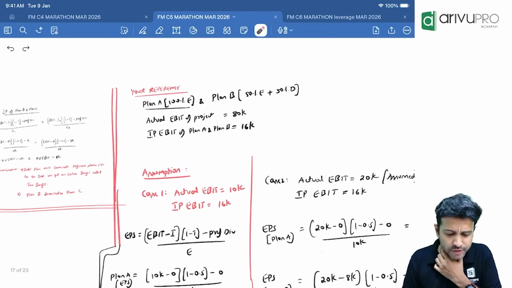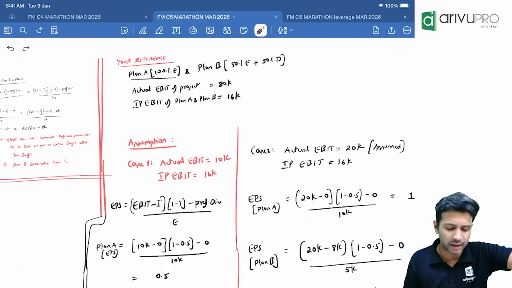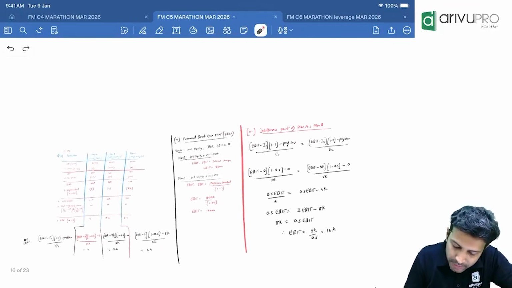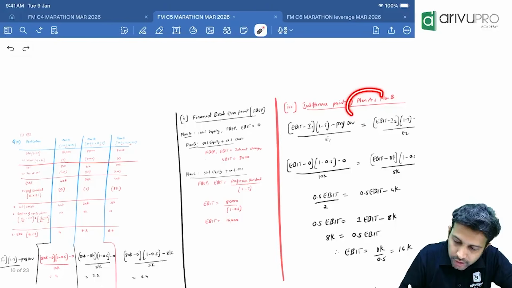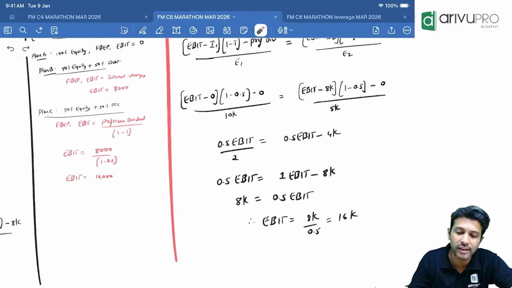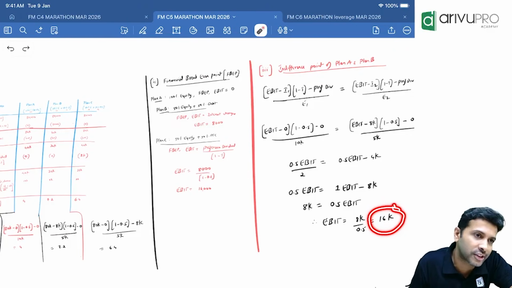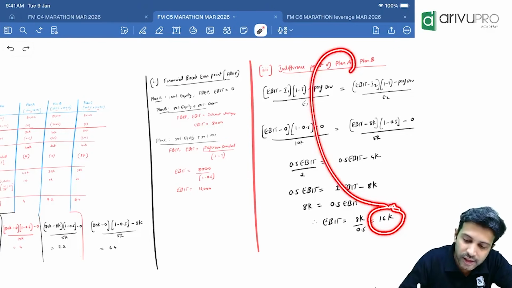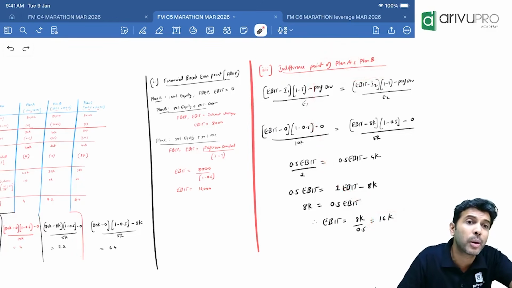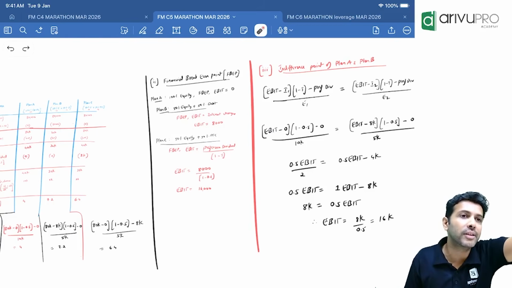People, just for your simplicity, in 5 minutes I'll quickly prove this. Sir, what was the indifference point between A and B? When we solved for A and B, how much did we get? 16,000. So once again, theory: if the project's EBIT is exactly equal to 16,000, then either you can select A or you can select B. It will not make any difference. Both plans' EPS will be the same, because at the indifference point you can select any, and both will give the same EPS.